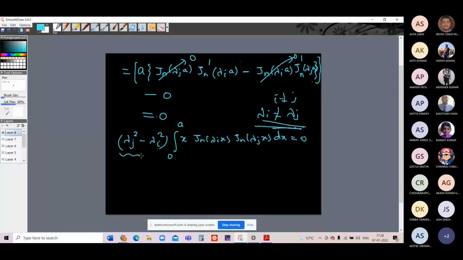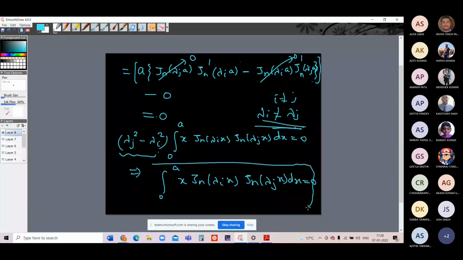It means that this factor cannot be 0. It will imply that the integral from 0 to a of Jn(lambda_i x) and Jn(lambda_j x) dx is 0. So it will be the orthogonality condition when i is not equal to j. Now we have to consider the case when i is equal to j.